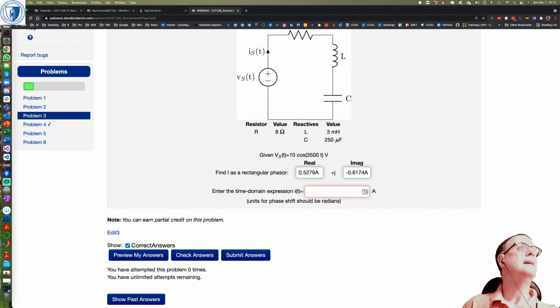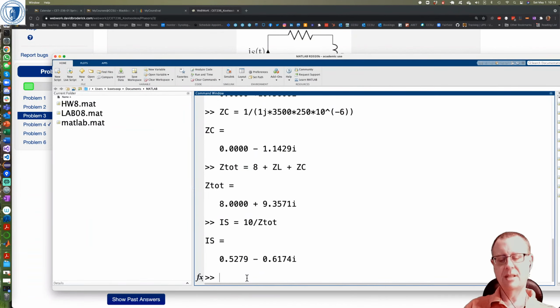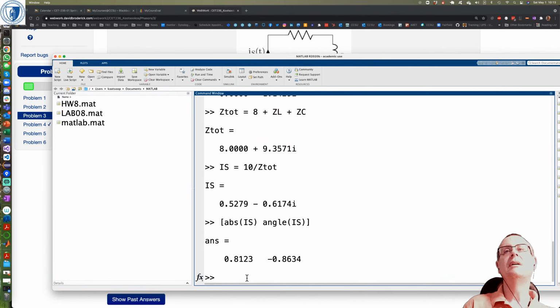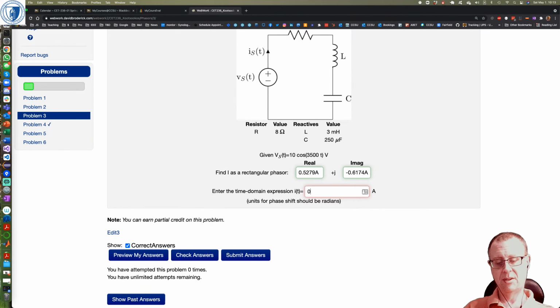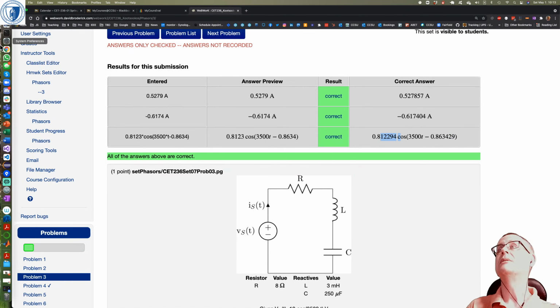Okay, and then the time domain expression, we just need to convert that, effectively convert it into the polar form. Okay, so it's 0.8123 times cosine 3500 t minus 0.8634. So let's just type that in here. So I is 0.8123 times cosine 3500 t minus 0.8634, and it's check answers again, and yeah, they've got a few more decimal places than I'd use, but it's close enough so that it works.